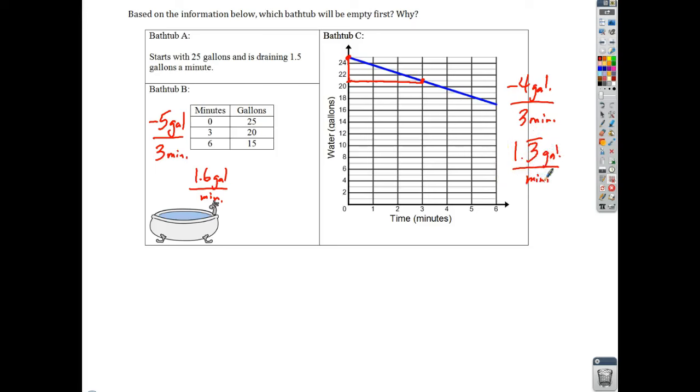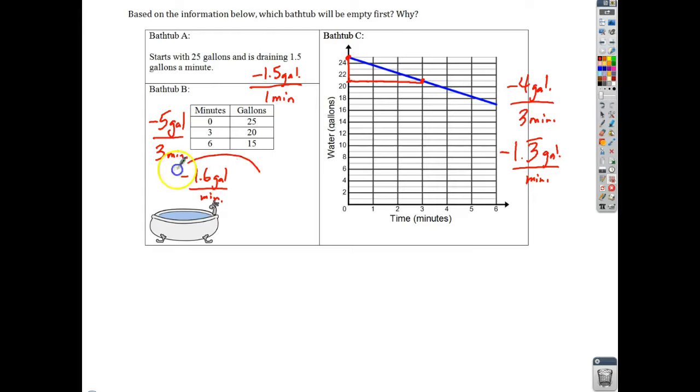Okay, so now I can look at this and I can say this is negative 1.5 gallons per minute. This one is losing 1.6 gallons per minute, and this one is losing 1.3 gallons per minute. Okay, now the nice thing is they all started at 25 gallons, so I don't actually have to calculate it. I can just use the rate of change in order to figure out which one is going to empty, okay?